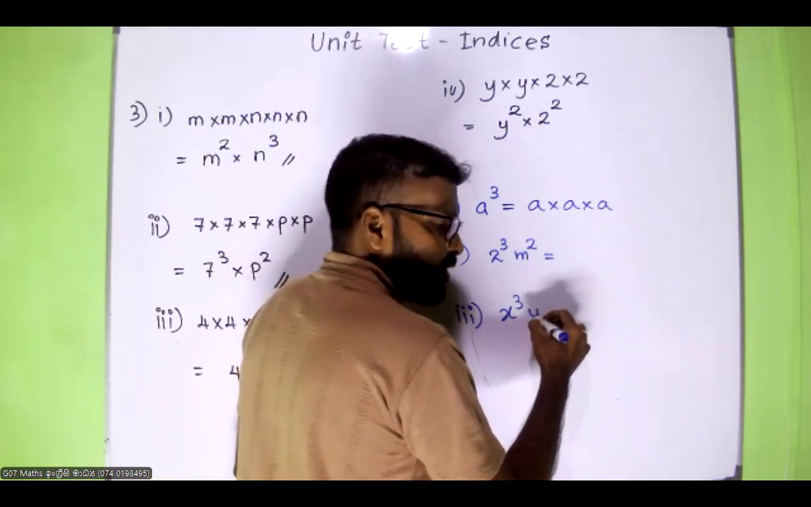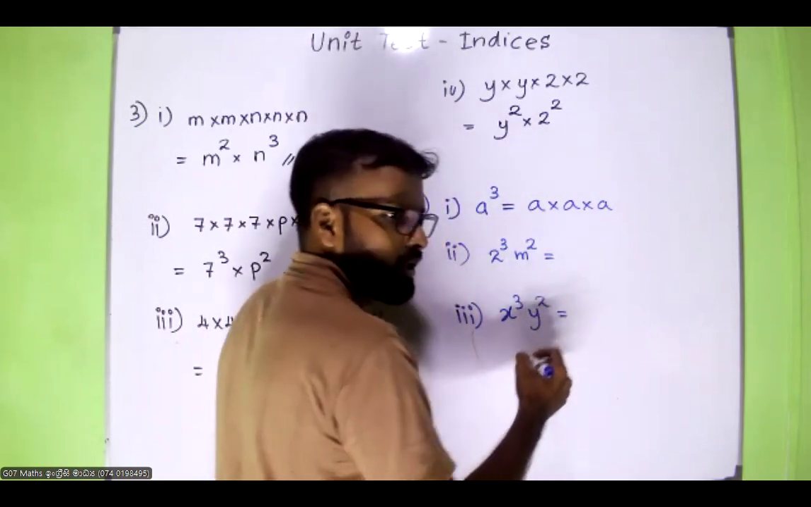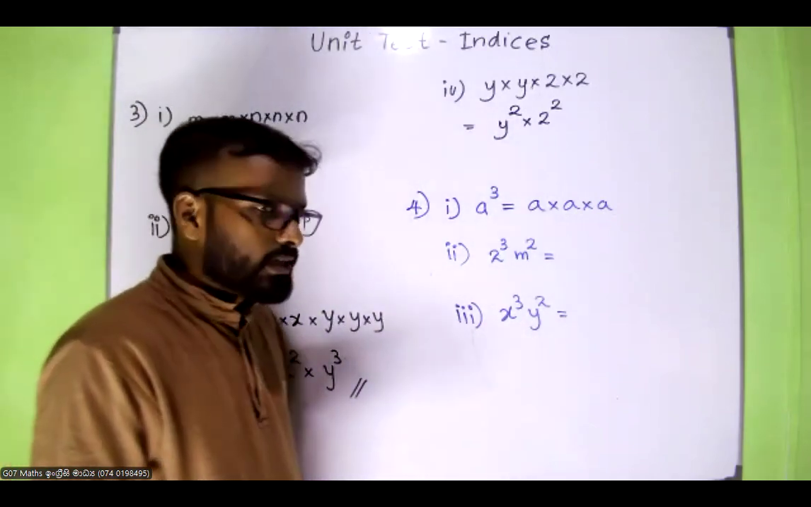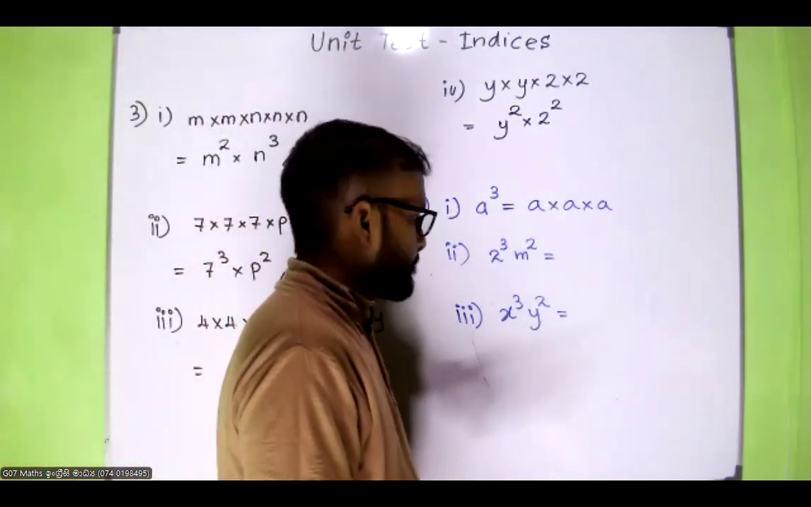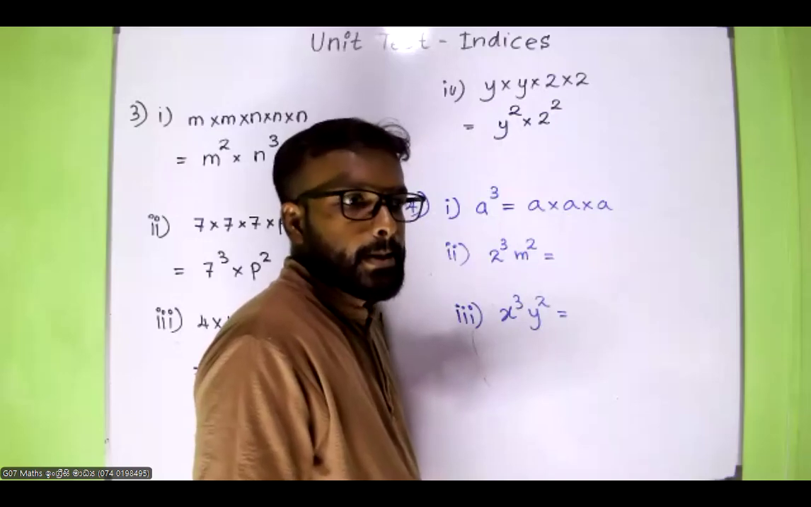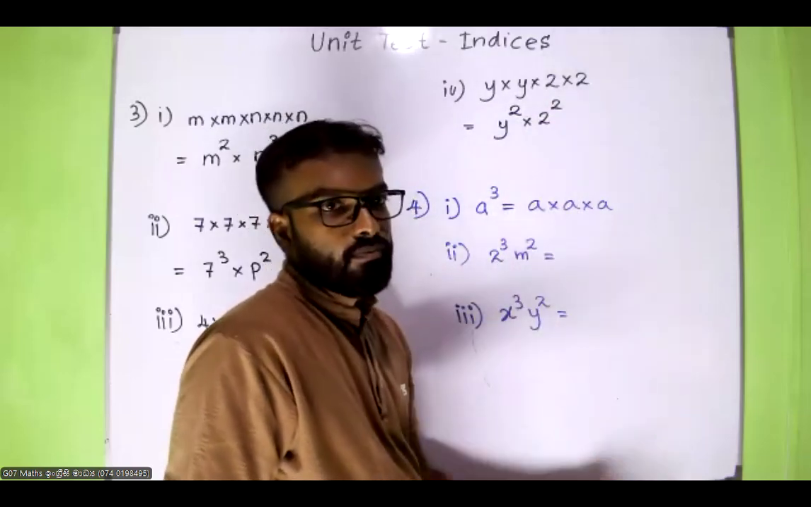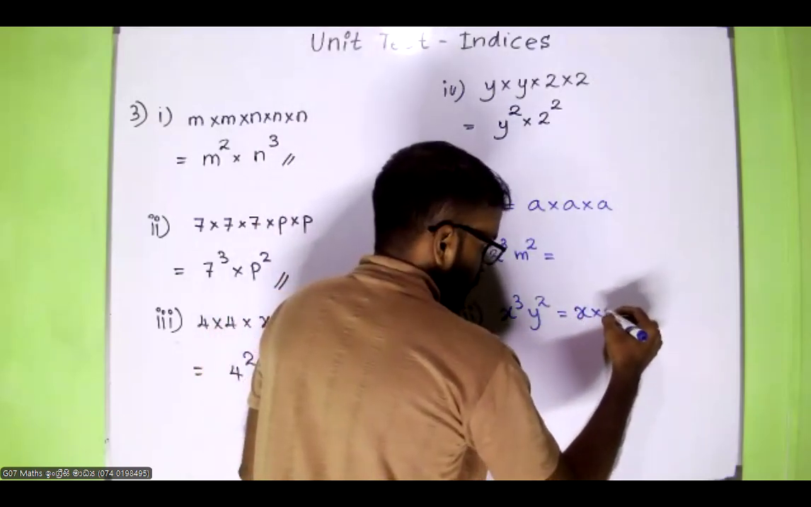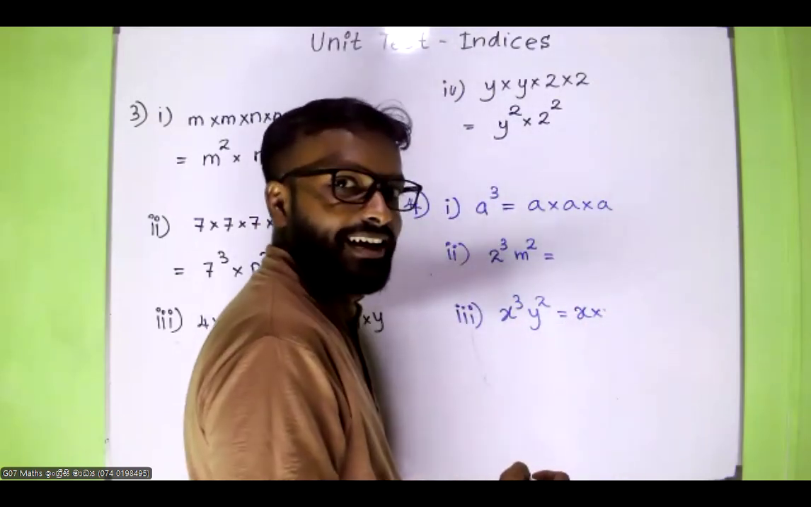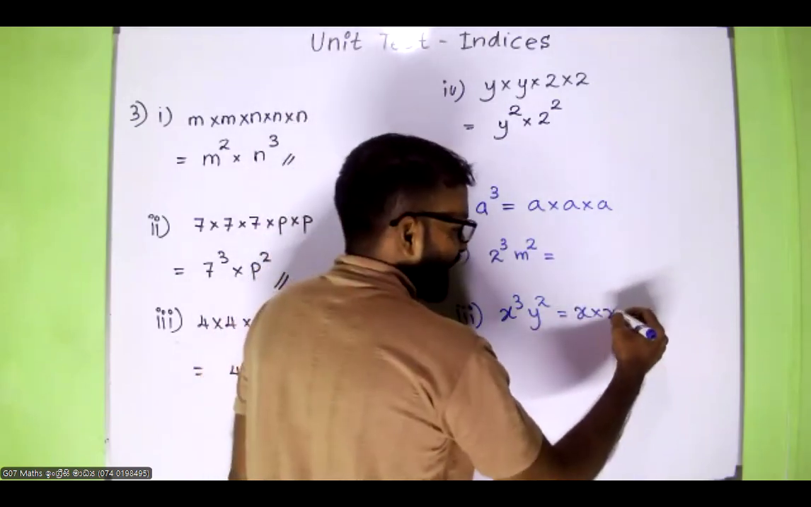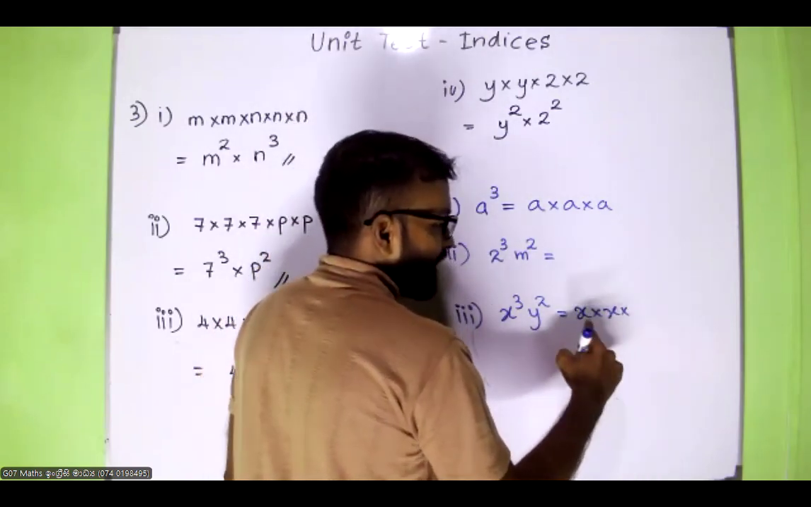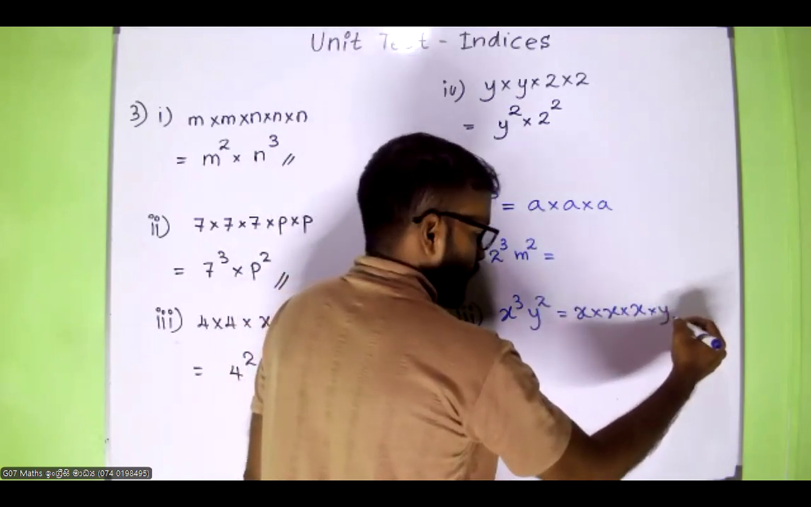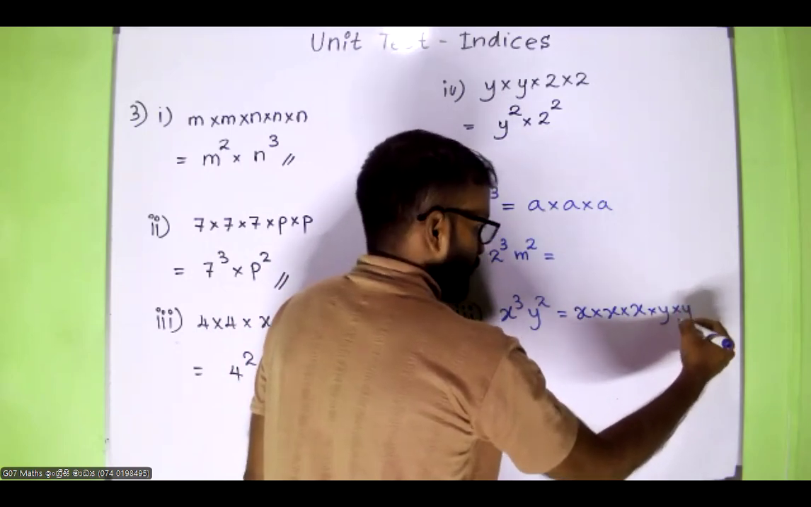X to the power 3, y to the power 2. Chenuga, can you expand this? You have to follow the same way. x times x times x, times y times y.